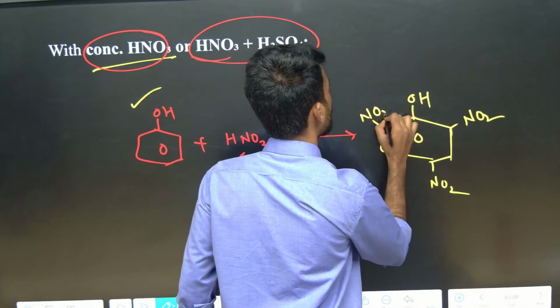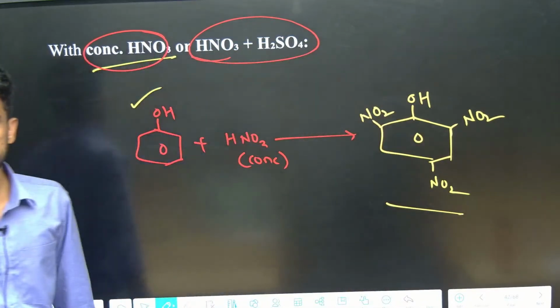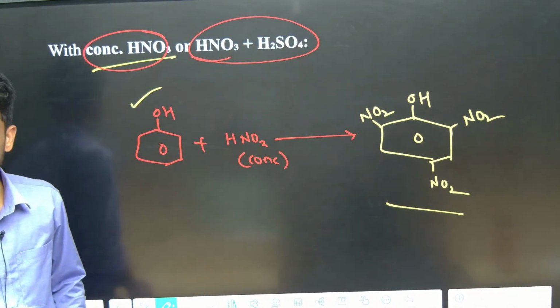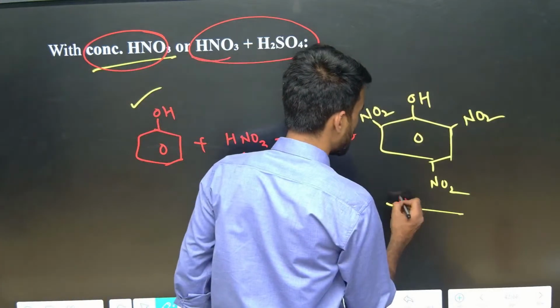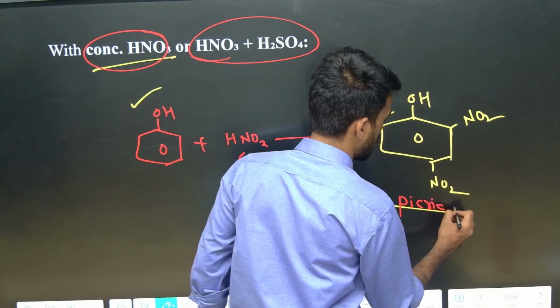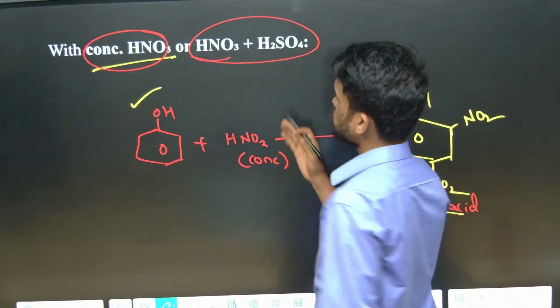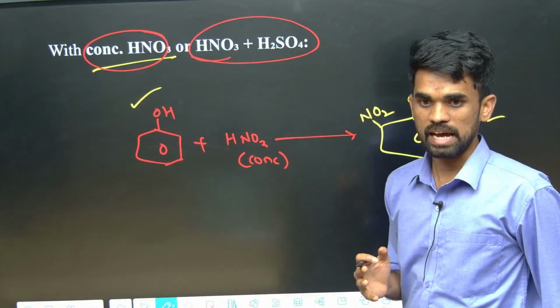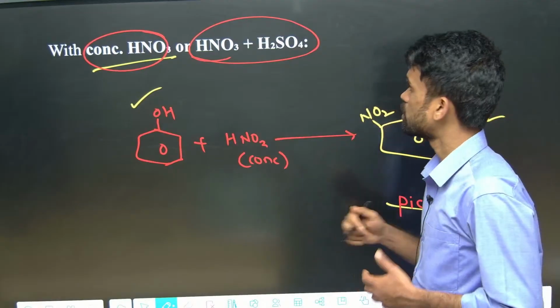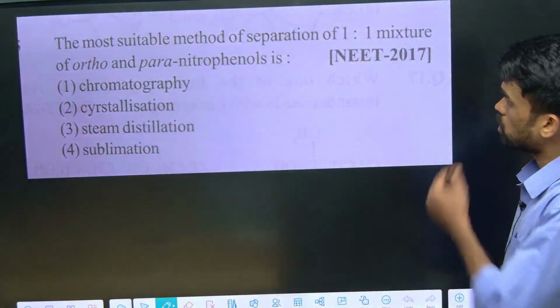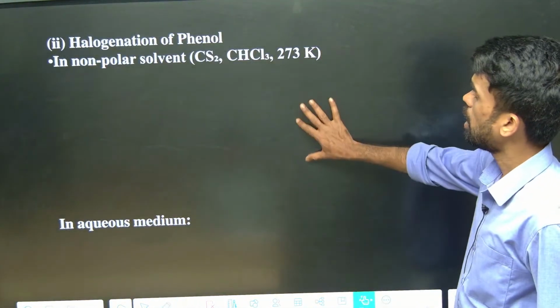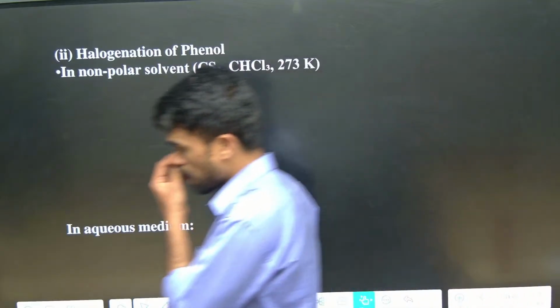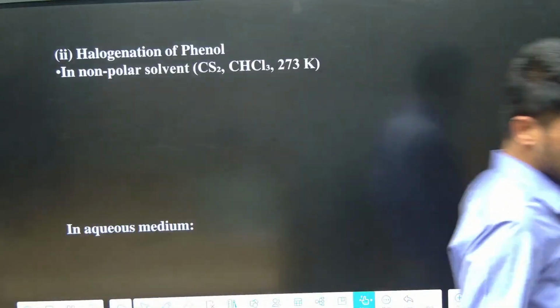So what is the name of this compound? I told you at the beginning of this session itself. It's a strong acid. It is called picric acid. Okay, so phenol with concentrated nitric acid produces picric acid, remember. This one will come back. Halogenation of phenols. What happens? Halogenation of phenols means this.